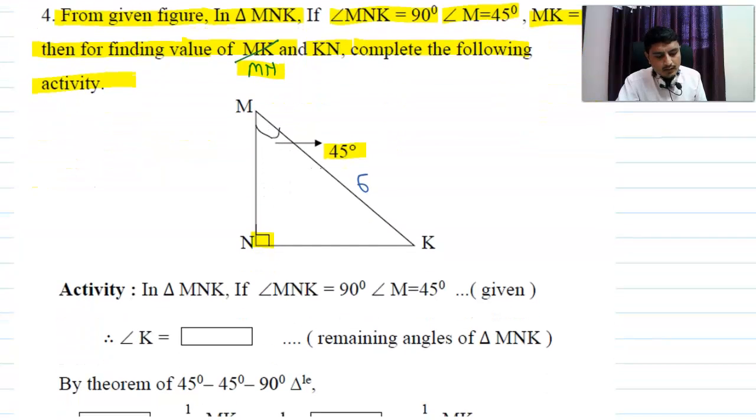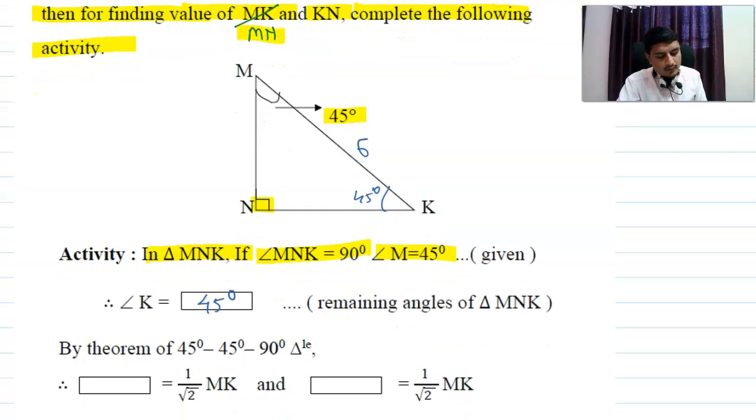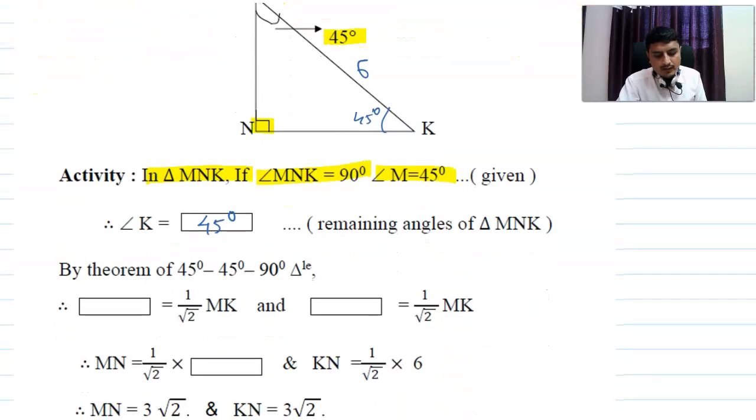We have in triangle MNK, angle MNK equals 90 degrees, angle M equals 45 degrees. So the remaining angle is also 45 degrees, as per the triangle law, the sum of all angles of a triangle equals 180 degrees. Taking angle K equals 45 degrees, 45 plus 45 plus 90 gives 180 degrees. So the measure of angle K is 45 degrees, and the given triangle is a 45, 45, 90 degree triangle.